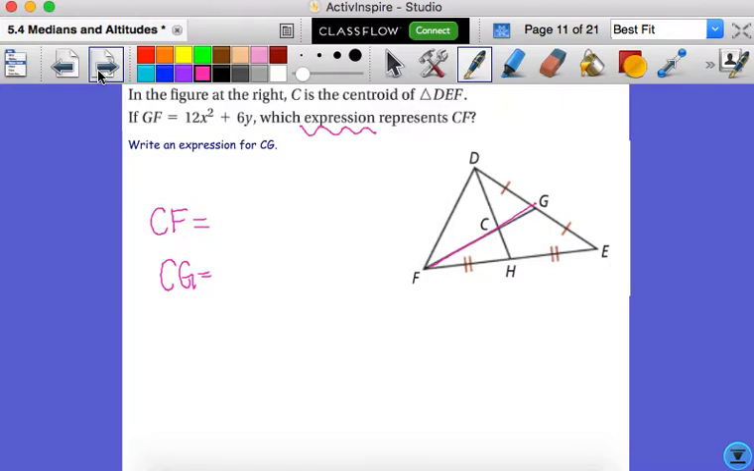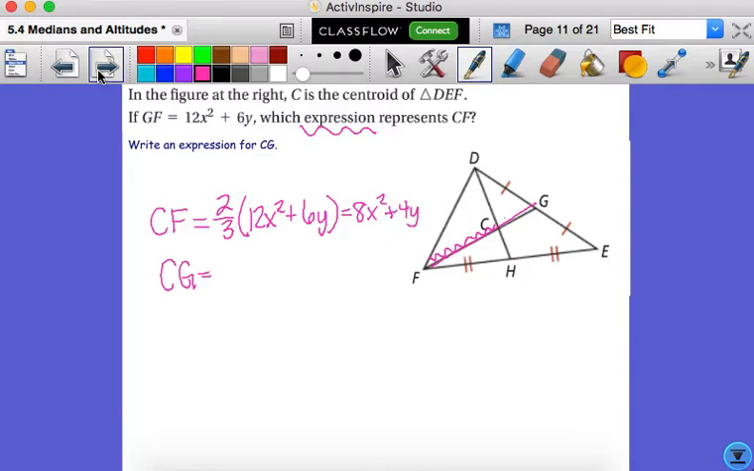So if I know the whole thing, then I know that CF, that's this bigger part here, represents 2/3 of the 12x squared plus 6y. What I do want to do here is simplify that as much as I can. So I am going to distribute that 2/3. 2 divided by 3 times 12 is 8, and 2 divided by 3 times 6 is 4. So my expression would be 8x squared plus 4y.